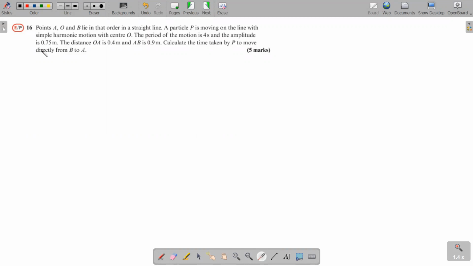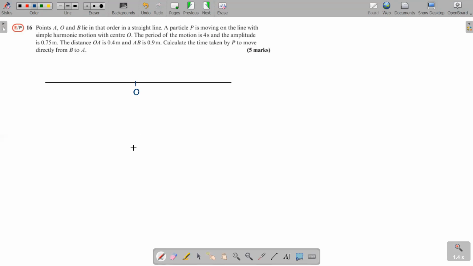And there are 2 points called A and B. O is the center. And they have said, can you see, OA is 0.4 and AB is 0.9. Guys, you need to mark this on a diagram. So we'll draw this on a horizontal line, right? So it doesn't matter which way you draw. I'll draw it on a horizontal line. O is the center.